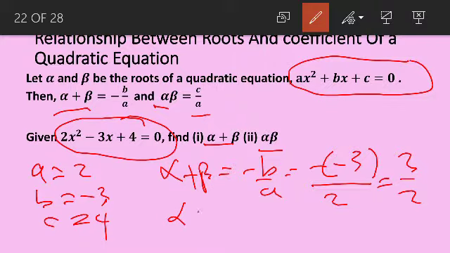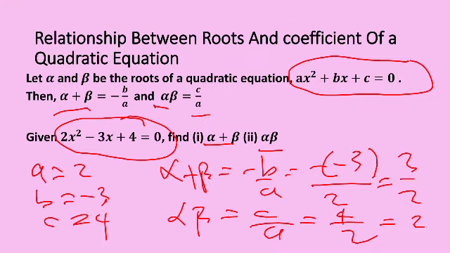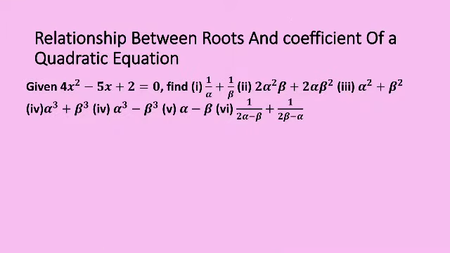Then alpha beta is c over a. Your c is 4 and your a is 2, and that is going to give us 2. So the sum of the roots of that equation is 3 over 2, and the product of the roots of the equation is 2.